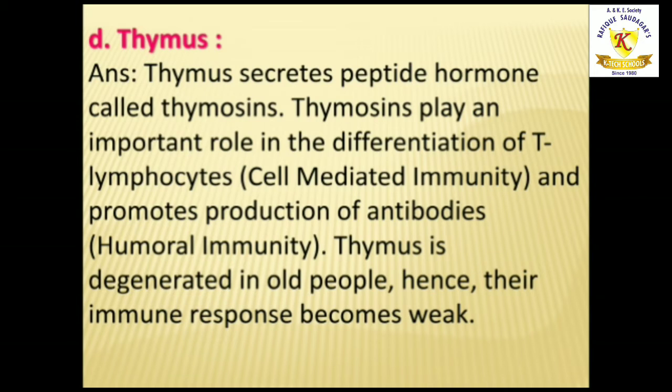Next gland is thymus. Answer: thymus secretes a peptide hormone called thymosin. Thymosin plays an important role in the differentiation of T lymphocytes, cell-mediated immunity, and promotes production of antibodies, humoral immunity. Thymus is degenerated in old people. Hence, their immune response becomes weak.